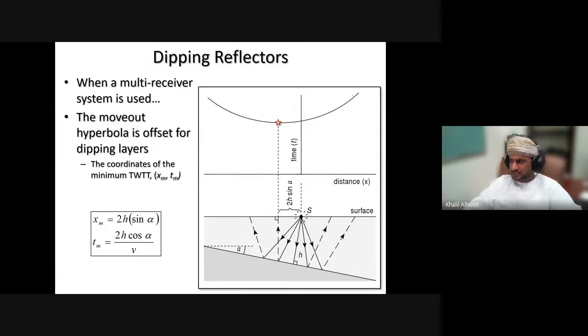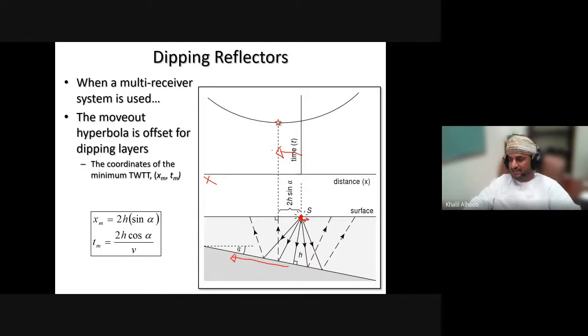I will see the curve or apex of this hyperbola shifted to the up dip direction. This is the up dip direction. So it has been shifted from where the source receiver midpoint is. That's the source receiver midpoint. It has been shifted some distance. This is the X.